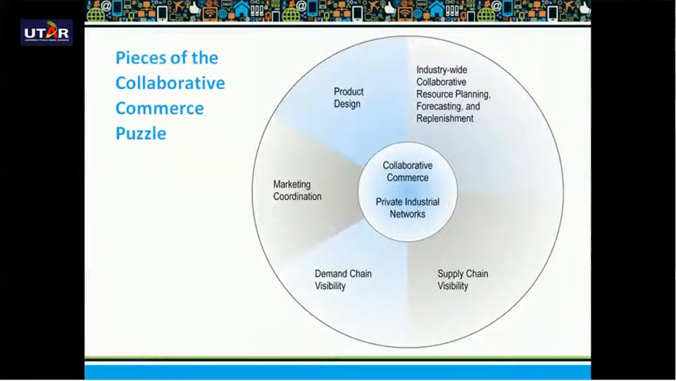So the diagram illustrates pieces of the collaborative commerce puzzle. It includes industry-wide collaborative resource planning, forecasting, and replenishment. Second, supply chain visibility, demand change visibility, marketing coordination, and product design.